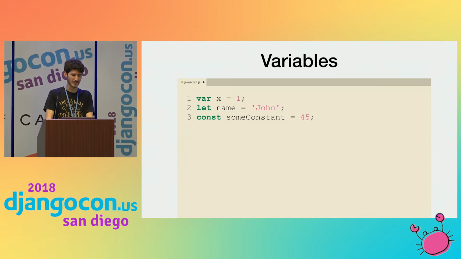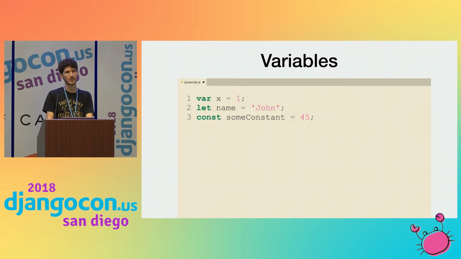So when you define a variable in JavaScript, you have to use var, let, or const. Var is function scoped, while let and const are block scoped. Additionally, a const variable, as the name implies, is constant. So trying to change it will result in an error.